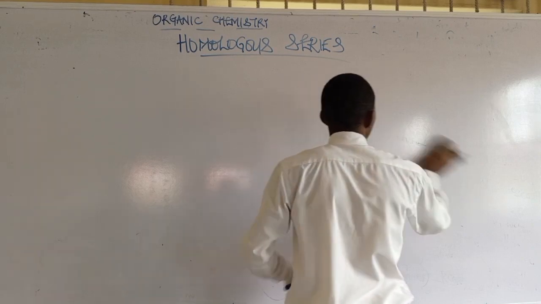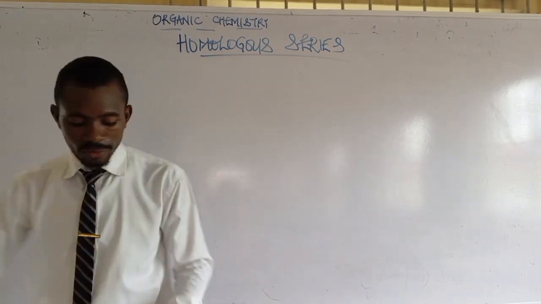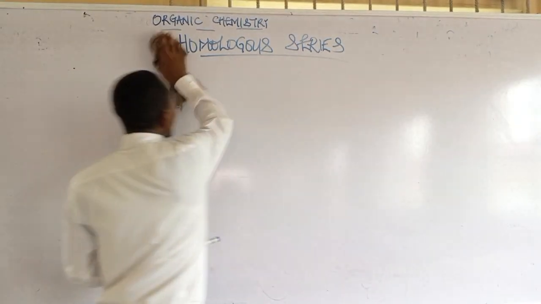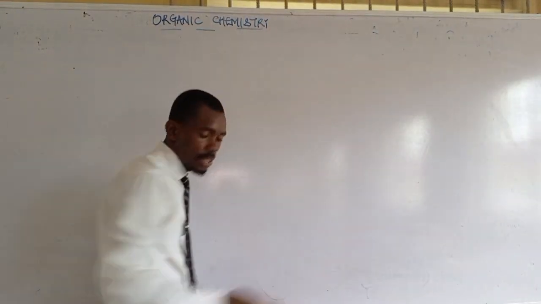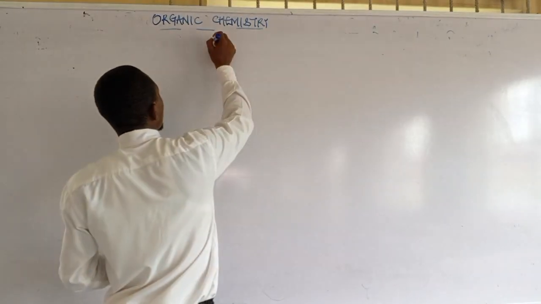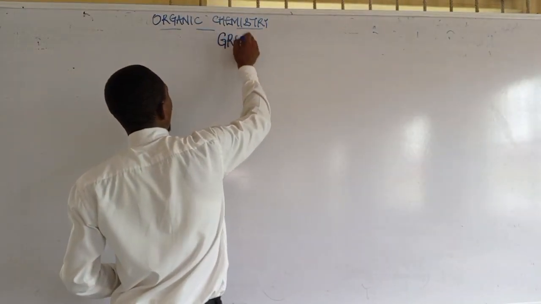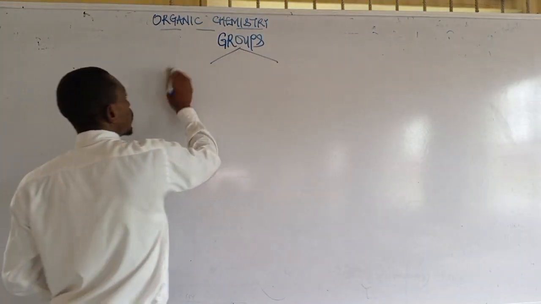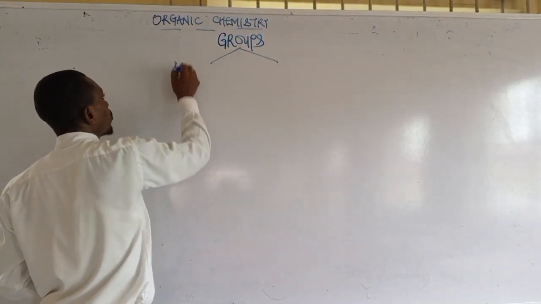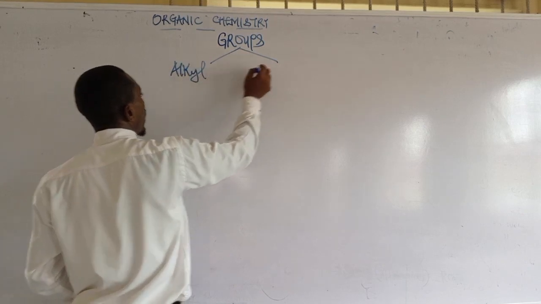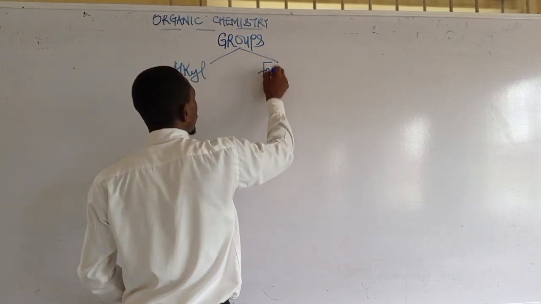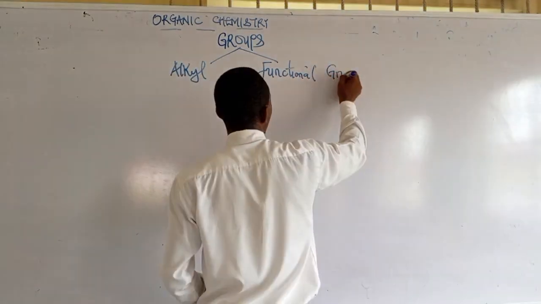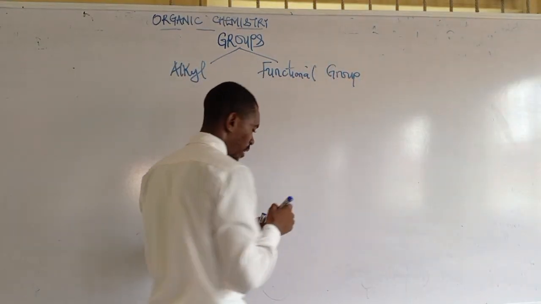Before we look into the different homologous series that we have, let's divide organic compounds based on their degree of saturation. There are some groups we should look at first. We have what is called the alkyl group, and we have the functional group. These are the two groups that every organic compound should have.